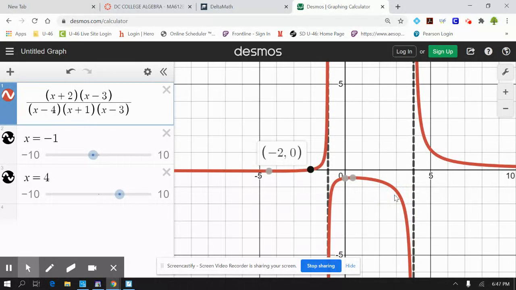I hope that was beneficial. And we'll probably spend another day constructing these rational graphs and practicing them more. But please let me know when there are questions.